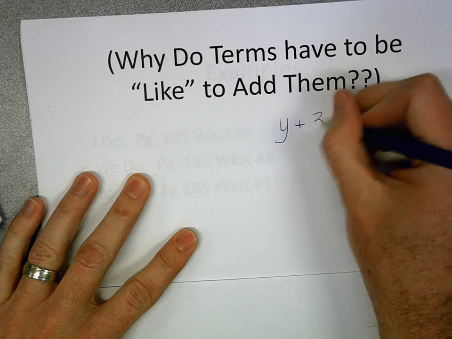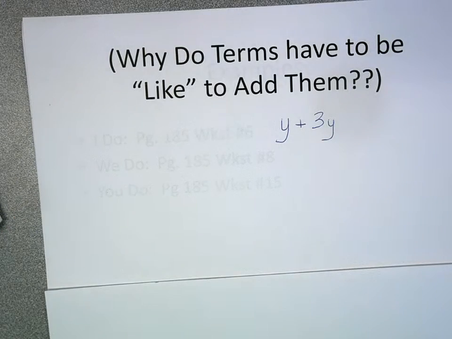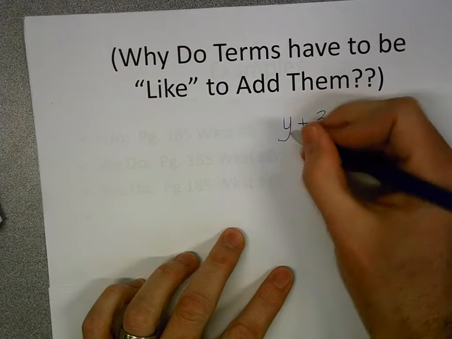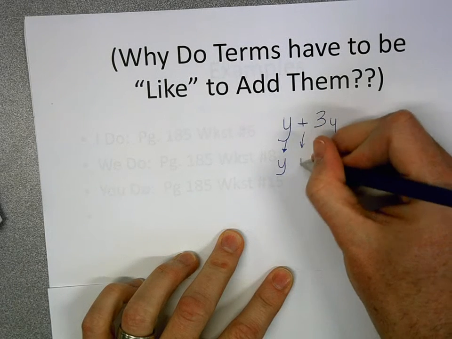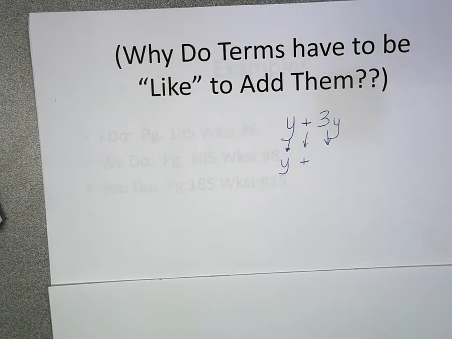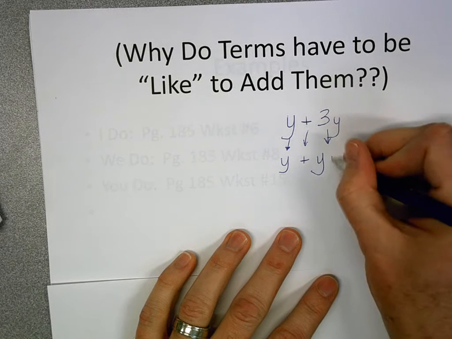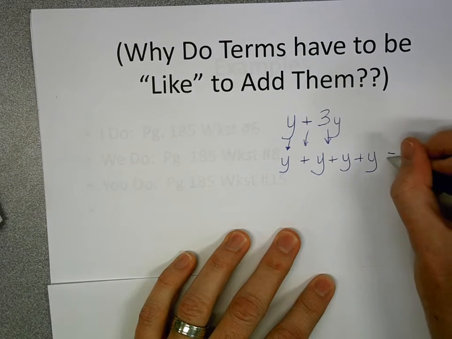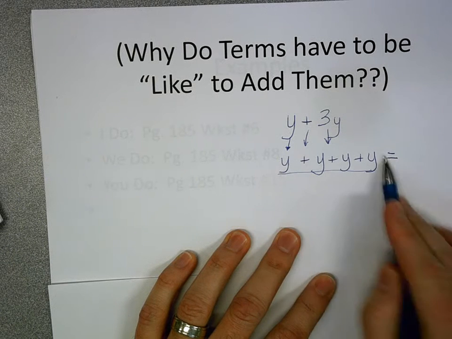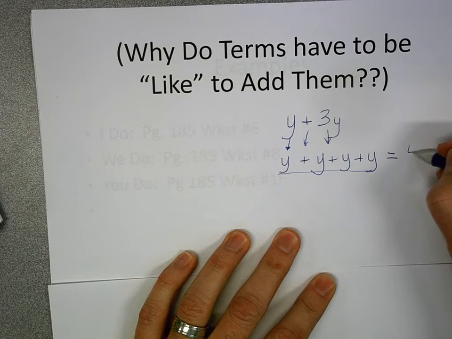y plus 3y. Now, remember, we talked about this in the last lesson. y is just y, of course. Bring down this plus sign. And then 3y can be expanded, right? As in y plus y plus y. Well, guys, if we simplify this, what do we get? 4y.